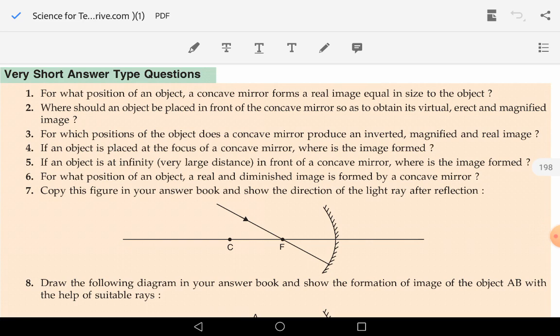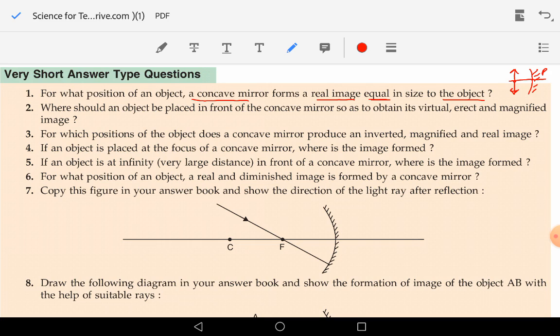For what position of an object does a concave mirror form a real image equal in size to the object? So that is only one case. Suppose this is a concave mirror, this is the pole, and here is the center of curvature. When the object is kept at the center of curvature, the image is also formed at the center of curvature, below the principal axis, and it is equal in size to that of the object.